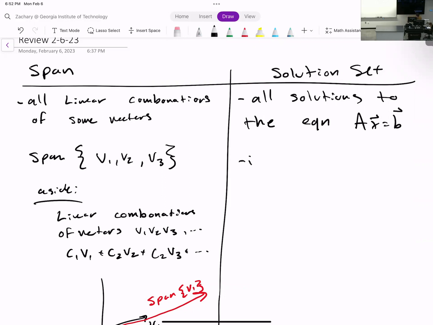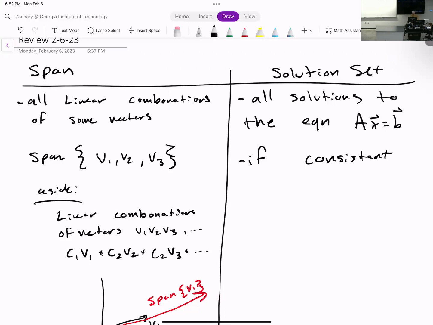So if consistent, what does that mean for solution set? You hear a lot of mumbling. Does somebody want to confidently answer? Yes, if it is consistent, what does that mean for AX equals B? B is in the span of A.